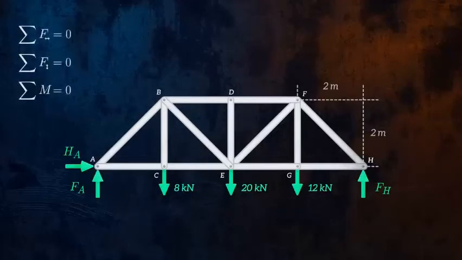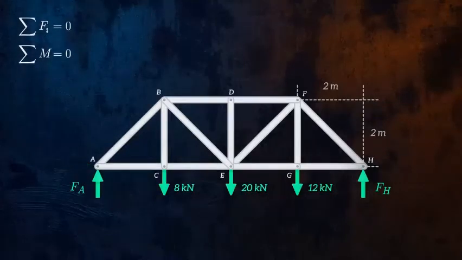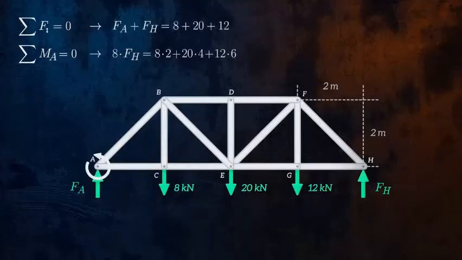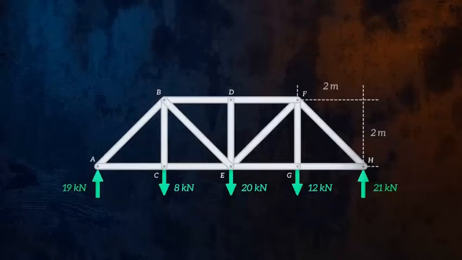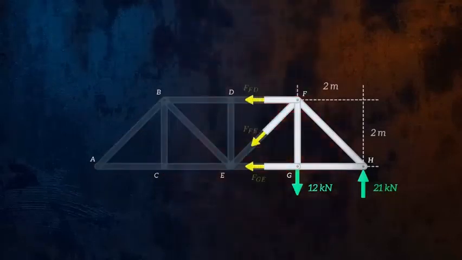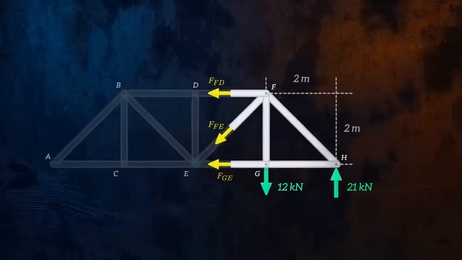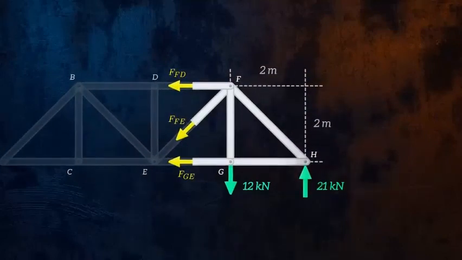The horizontal reaction force at joint A is the only force acting in the horizontal direction, so it must be equal to 0. By considering equilibrium of forces in the vertical direction and equilibrium of the moments acting about joint A, we can figure out that FA is equal to 19 and FH is equal to 21. Next, let's make our imaginary cut through members FD, FE, and GE, and draw the internal forces. Like we did earlier for the method of joints, we will assume that all unknown forces are tensile.